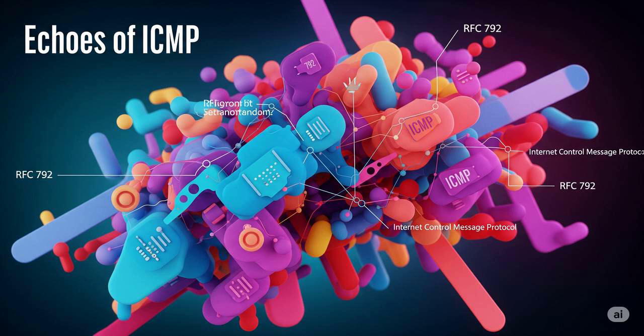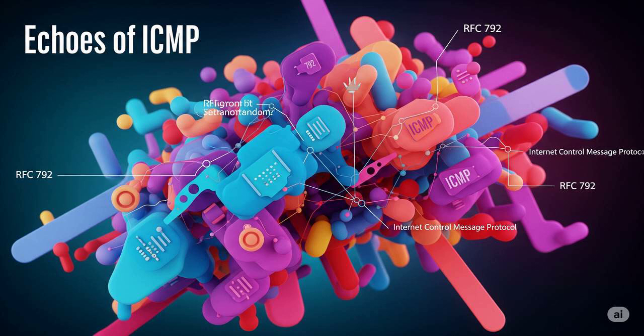It actually travels inside the data portion, the payload, of a standard IP packet. Oh, okay. So it piggybacks on IP. It does. And the RFC says the very first byte of that data payload is the ICMP type field. That one byte tells you everything. Its value determines what kind of message it is. Is it an error? Is it a request? Is it a reply? And that then defines how the rest of the message is formatted.